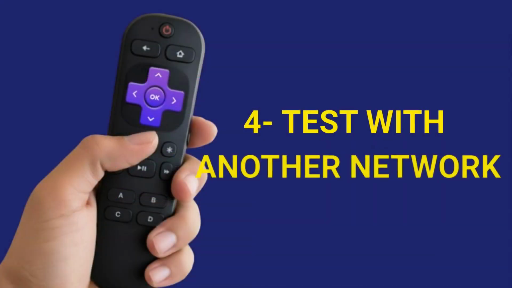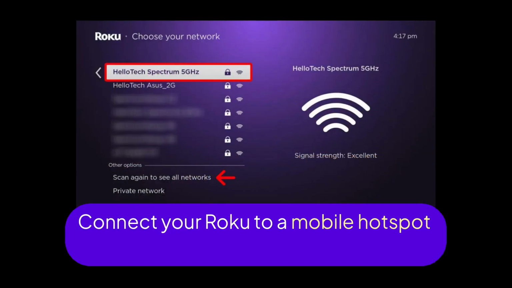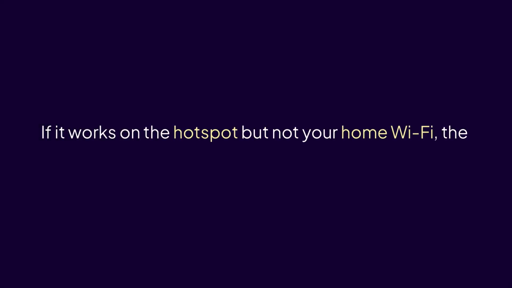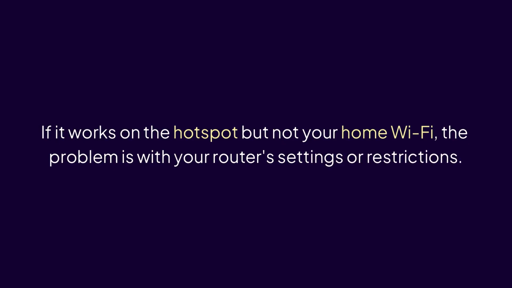Test with another network. Connect your Roku to a mobile hotspot from your phone to isolate the issue. If it works on the hotspot but not your home Wi-Fi, the problem is with your router's settings or restrictions.